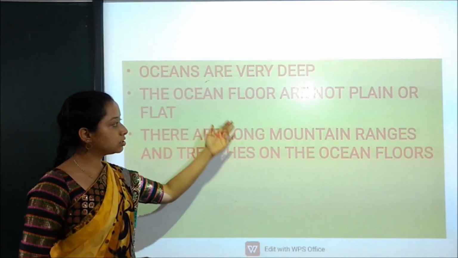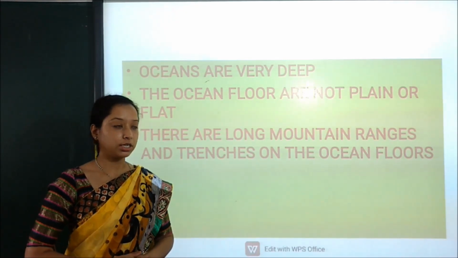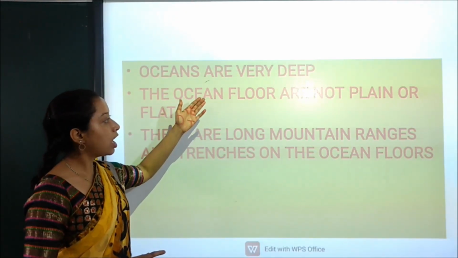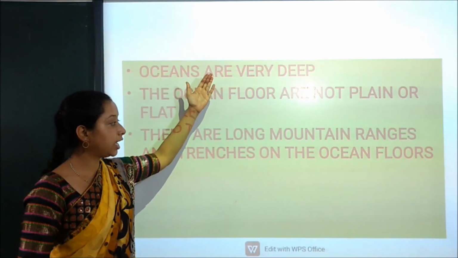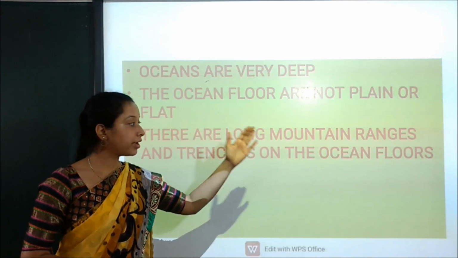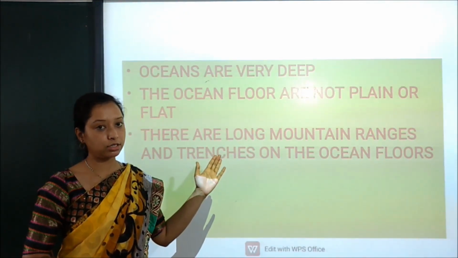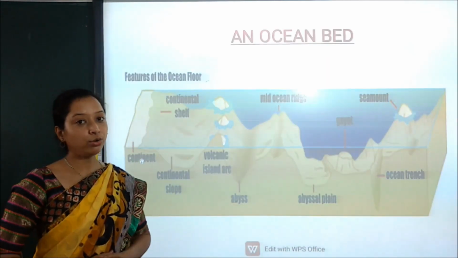So this information is telling us about the floor of the ocean. It is not even, it is uneven, not plain, not flat, it is very deep, and on the ocean floor we will get mountain ranges and also trenches. Now let's see next. Next, an ocean bed.